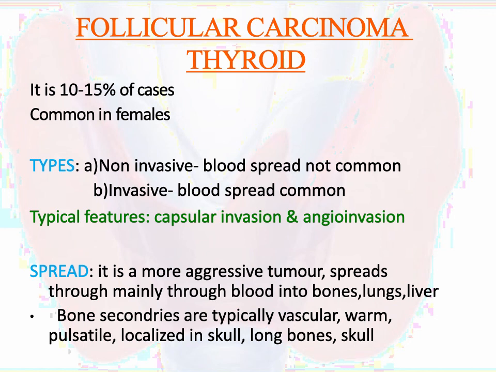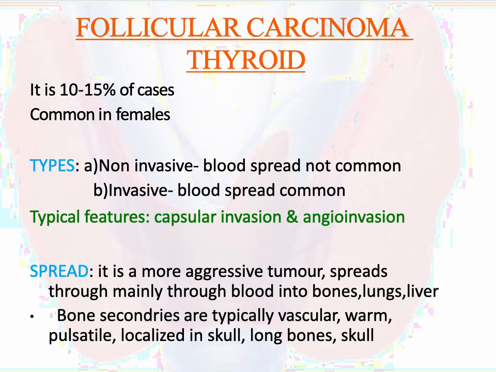If you just do the FNAC, fine needle aspiration cytology, your needle will pass through the capsule and go into the thyroid substance. When you come out, you don't know whether it is a carcinoma or not, because there is no report about the capsule. So in this case we need an excision biopsy: we have to remove the piece along with the capsule to see whether it is involved or not. If it is involved, it is a carcinoma. If not involved, it is an adenoma. Spread, I told you, is mainly through blood into bones, lungs, and liver, as it is a more aggressive tumor.